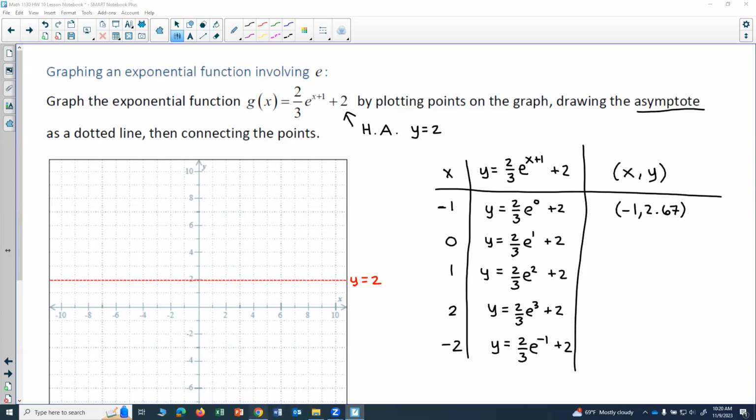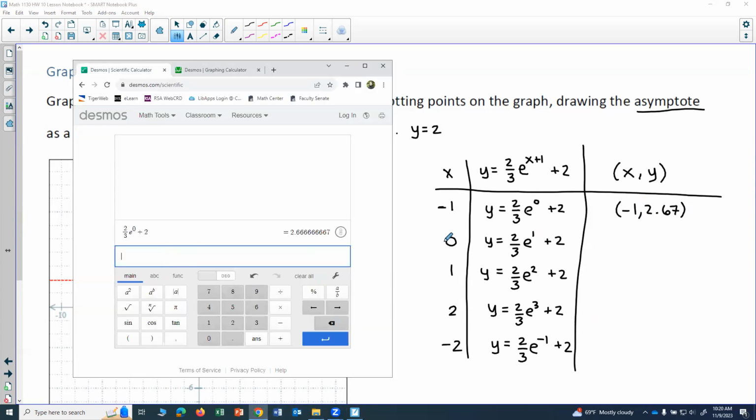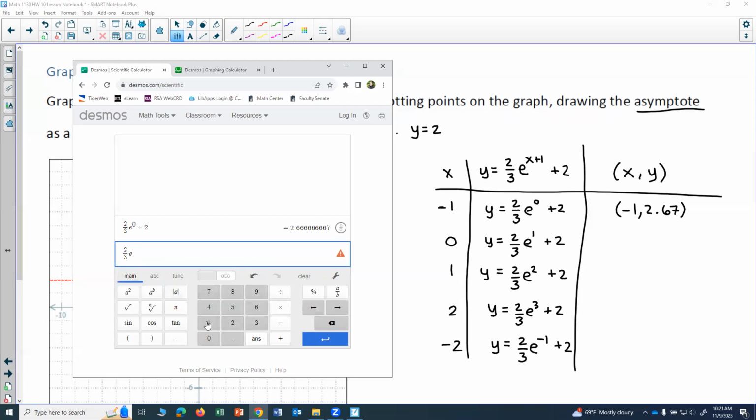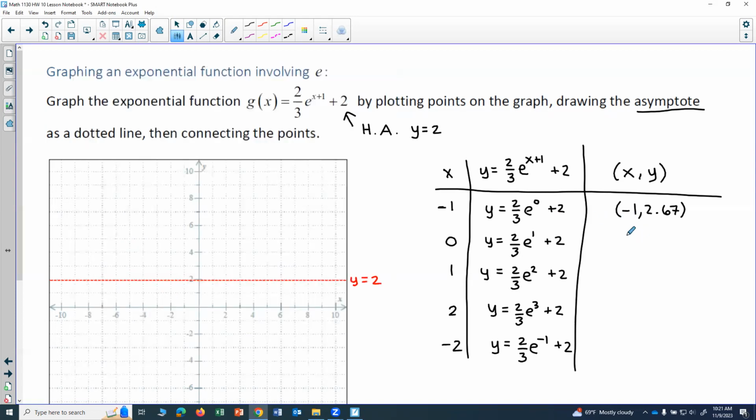All right, now let me do the same thing when x is 0, where I end up with e to the 1. So I'm going to have 2/3, go to the function menu, select e to the x. So we have e to the 1, and then we add a 2. So we get 3.81. So I have the ordered pair 0, 3.81.